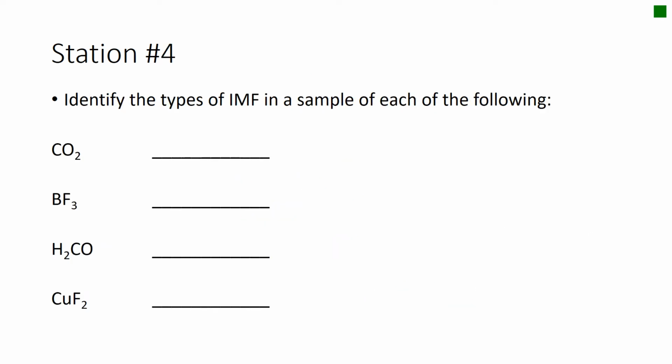All right, identify the types of IMF in the sample of each of the following. So CO2, we have a drawing over here like this. Okay, so you ask yourself, do I see arrows? Nope. Number two, is it hydrogen directly connected to F or N? Nope. So move on. Is it a hydrocarbon? Nope. Is it bent or trigonal pyramidal? Nope. Is the center atom attached to the same things? Yes, which means this is nonpolar, which means it would have London dispersion.